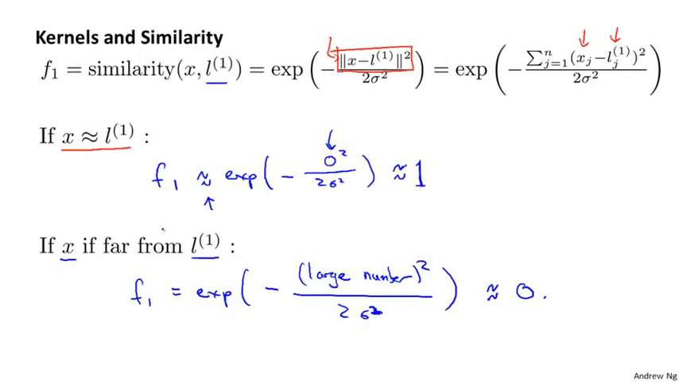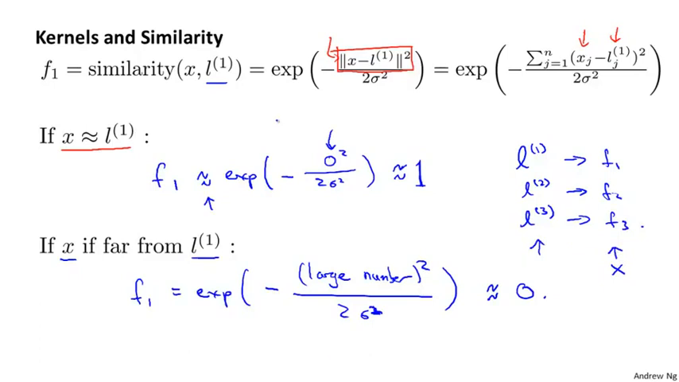So what these features do is they measure how similar x is to one of your landmarks, and the feature f is going to be close to 1 when x is close to your landmark, and close to 0 when x is far from your landmark. On the previous slide I drew 3 landmarks, L1, L2, L3. Each of these landmarks defines a new feature, f1, f2, f3. That is, given a training example x, we can now compute 3 new features, f1, f2, f3, given the 3 landmarks that I wrote out just now.